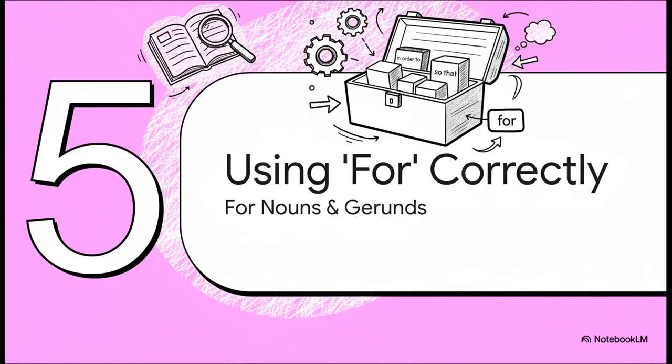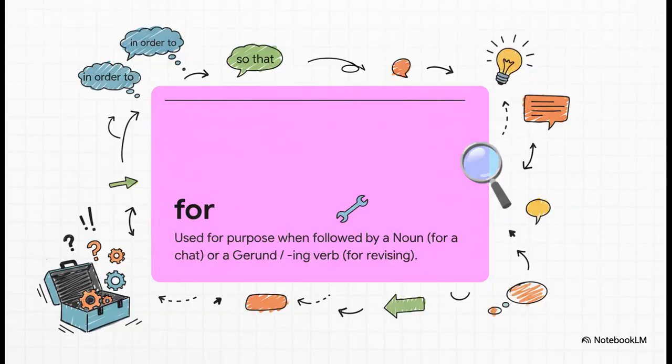All right, on to the last major tool in the box, the preposition for. Now, you've got to be a little careful with this one. Unlike the other tools we've looked at, you can't just use for with a simple verb. Nope. It's got its own special rules. So here's the crucial thing to remember. You only use for to talk about purpose when it's followed by one of two things. It's either a noun, like I went out for a coffee, or it's a gerund. That's the ing form of a verb, like this knife is for cutting.